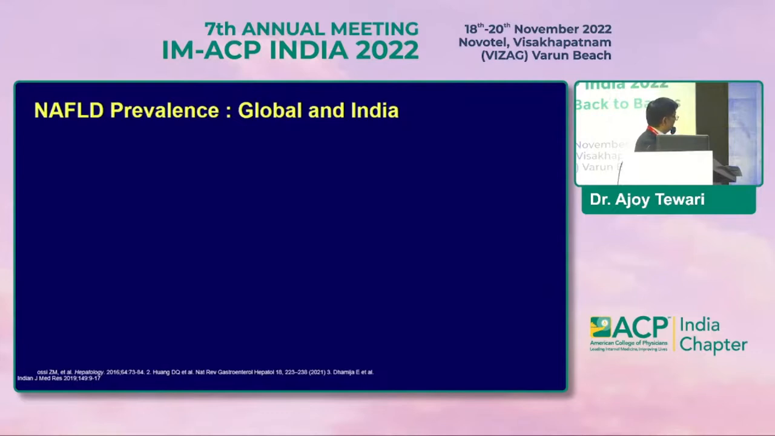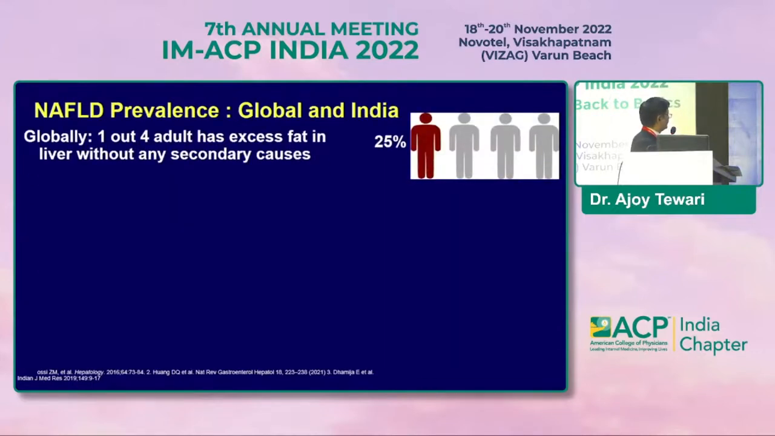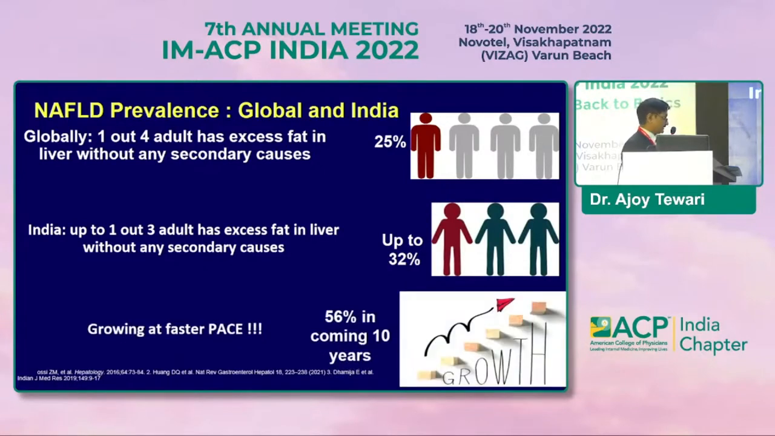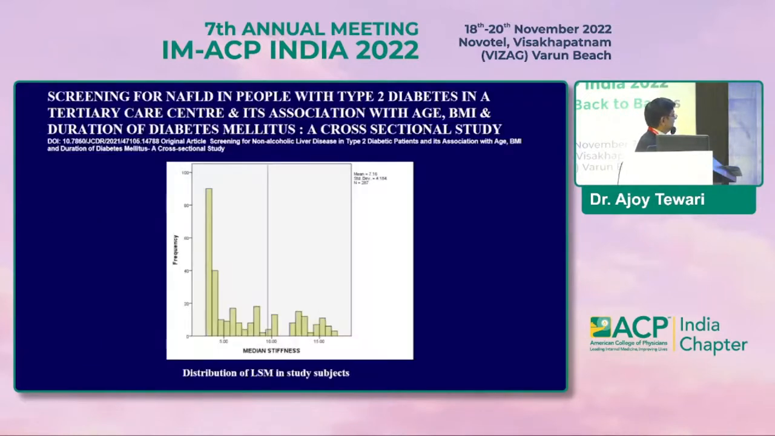So, as regards the prevalence, globally 1 out of 4 adults have excess fat in the liver without any secondary causes. In India, up to 1 out of 3 adults have excess fat in the liver without any secondary causes. The incidence is around 32%, and it is growing at a faster pace. We are having a boom of obesity, 56% patients coming every 10 years. So numbers are being added, and this is what we did at our center, screening for NAFLD in people with type 2 diabetes. This was a cross-sectional study, it was printed.